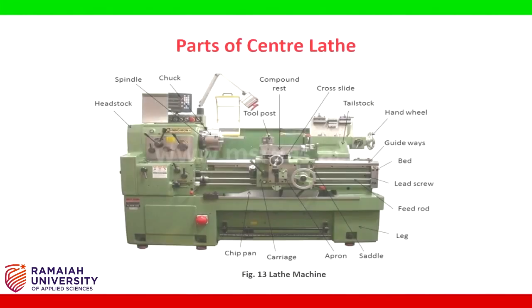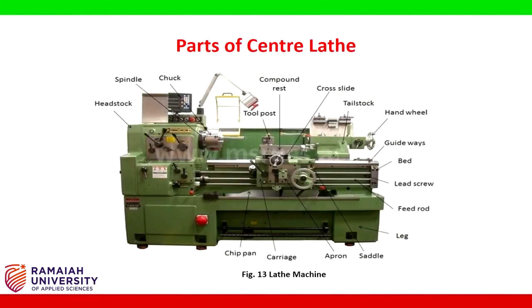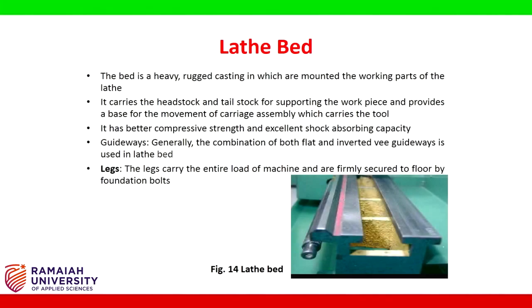Parts of center lathe. The major parts of a center lathe are bed, guideways, legs, chip tray, headstock, spindle and chuck, tailstock, carriage, apron, saddle, cross slide, compound rest and tool post, feed mechanism, feed rod and lead screw. Lathe bed. The bed is a heavy, rugged casting in which are mounted the working parts of the lathe.